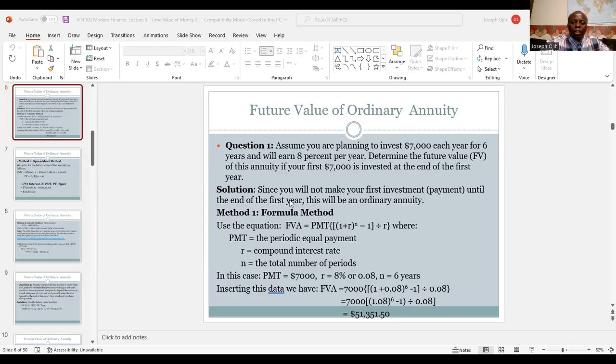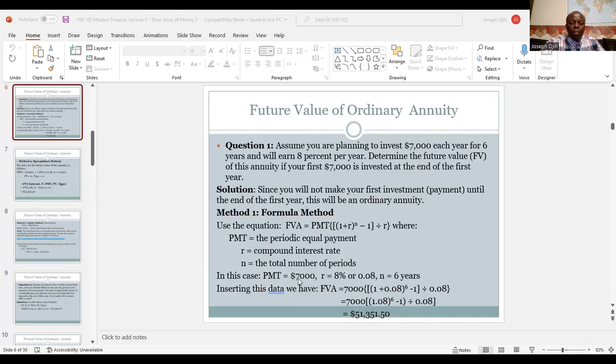So for this, we're going to use the formula method, the tabular method, and the spreadsheet method to solve this question. Given that you make your first payment at the end of the first year, this is an ordinary annuity, because you make the payment at the end of the period. So the formula we'll be using is the future value of the annuity: PMT, which means payment, times (1 plus r to the power n minus 1) divided by r. The r is the compound interest rate, and n is the number of periods.